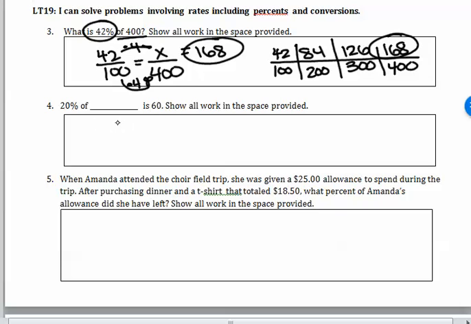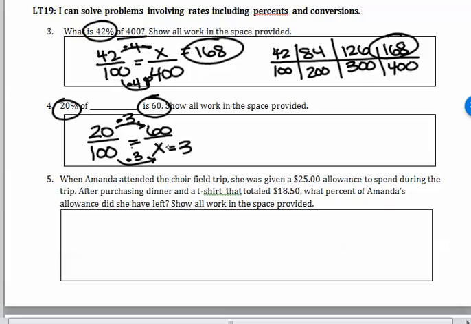Okay, on number 4, I have 20%. So we always write that out of 100. And then it says it is 60. So 20% is 60. That 60 goes on top because that's the part. I'm trying to figure out how much I have down here. So all I have to do is multiply by 3 on top and multiply by 3 on bottom, and I get 300. Again, I can write a ratio table.